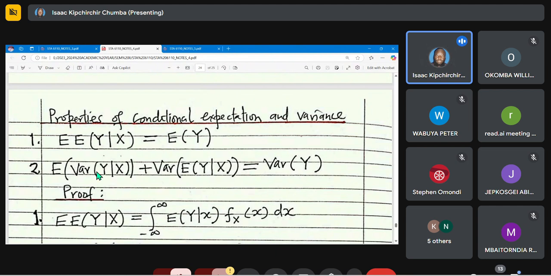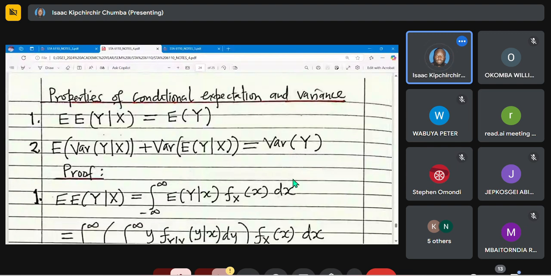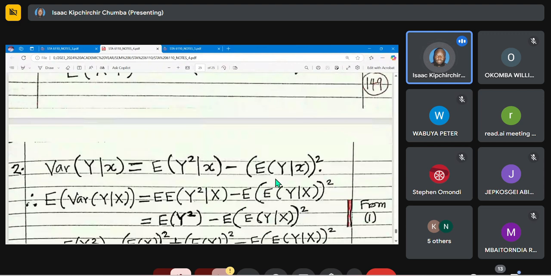So it actually says expected of the conditional variance of y given x plus var of the conditional mean of y given x is just var of y. So the first is about conditional expectation, which is about the conditional mean. And the second one is about conditional variance. These are conditional expectation, this conditional variance, and it relates to the mean and variance of y alone. So we have seen property number one. Property number two, so straightforward.